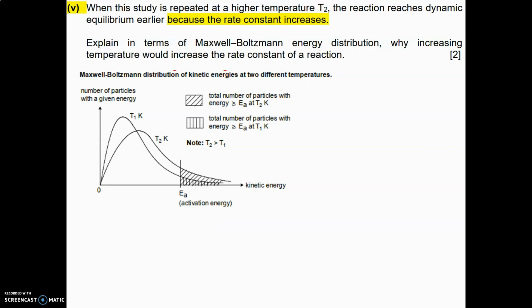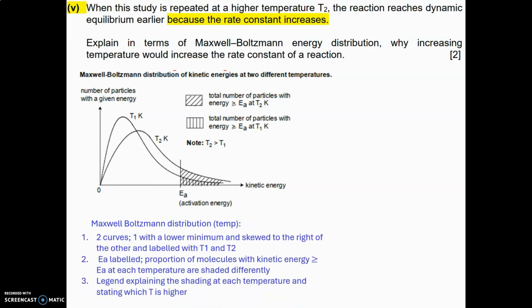Part 5, a question on Maxwell-Boltzmann distribution. Explain in terms of the Maxwell-Boltzmann distribution why increasing temperature increases the rate constant of a reaction. This is how a standard Maxwell-Boltzmann distribution should look. What we are looking out for in a temperature Maxwell-Boltzmann distribution, I need to see two curves where one of them has a lower maximum and is more skewed to the right, and they are clearly labeled as T1 and T2. The graph with a lower maximum and skewed to the right has a higher temperature than the other graph.